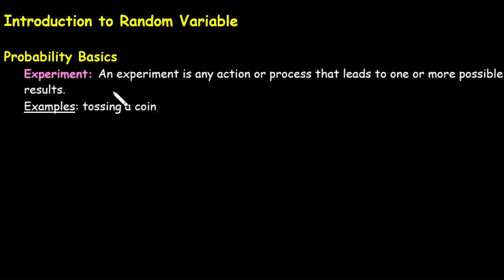Suppose we have a coin, and if I toss that coin, this is called an experiment. Why is this an experiment? Because इसमें हमने एक एक्शन परफॉर्म किया या एक प्रोसेस था जिसमें हमने टॉस किया कॉइन को, and after that either you will get a head or a tail. That is called a possible result.